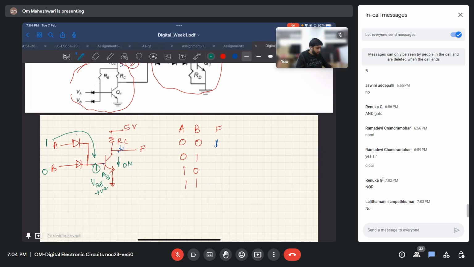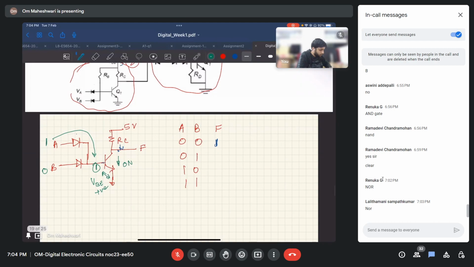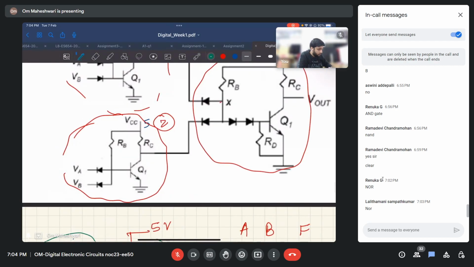Okay, so when any of these are on, this transistor will turn on and all the voltage will drop across this RC and we will get 0 here. 0, 0, 0. And this is NOR. Okay, now try for the second one, this circuit. Tell me which circuit it is.